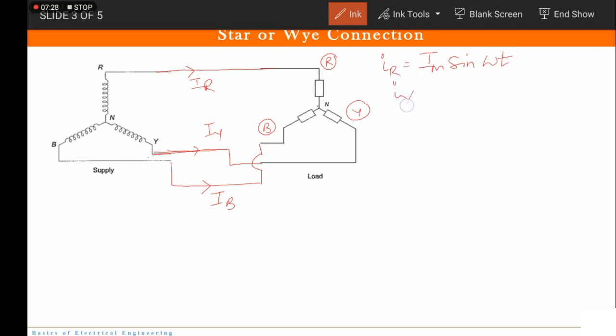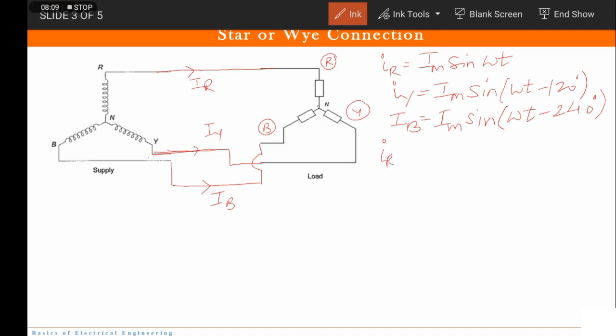Similarly, through the Y phase, I have Im sin. Now what is going to be the phase? The Y winding is 120 degrees behind the R phase, so it will be omega t minus 120 degrees. Similarly, the B phase will be 240 degrees behind the R phase, so here we have omega t minus 240 degrees. Now the current flowing through the neutral terminal will be the sum of all these currents.